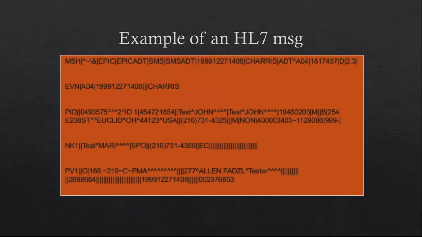So as we are seeing here, this is a message segment, this is EVN, this is PID, NK1 and PV1. Each segment has its own label and it tells us what kind of data that particular segment has. For example, MSH represents message segment header, which we'll be taking an in-depth look at in the upcoming sessions.